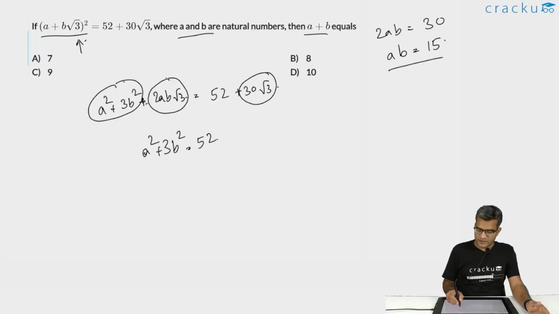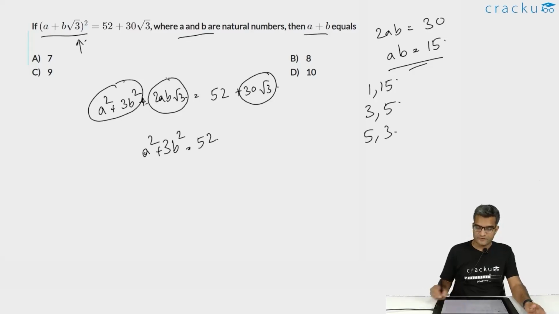Now if you are just looking at what are the values that A and B can take, there are only 4 possibilities. The 4 possibilities are A and B are either 1 and 15, or 3 and 5, or 5 and 3, or 15 and 1. Now clearly one of them cannot be equal to 15, because the square of 15 is 225, and A square or B square cannot be equal to 225. So we can rule out these two.